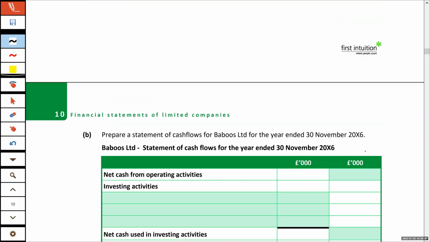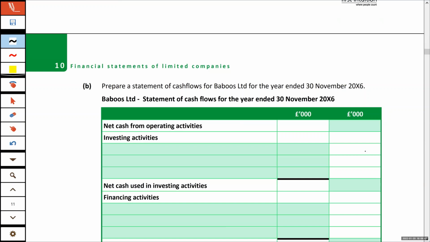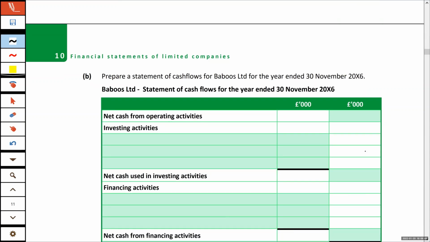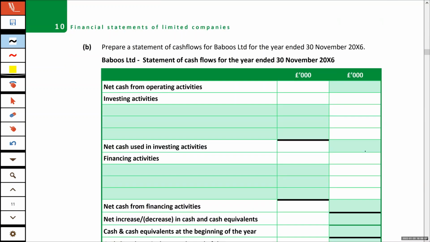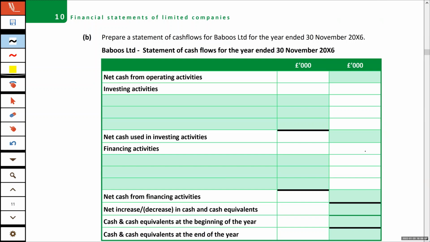We are also asked to prepare a statement of cash flow for Baboos Limited for the year ended 30th of November 20x6 as well. I.e., now that you found out your cash from operations, find out everything about investing and financing as well. So, question to everyone here. What does it mean by investing activities? What do you think investing activities means?